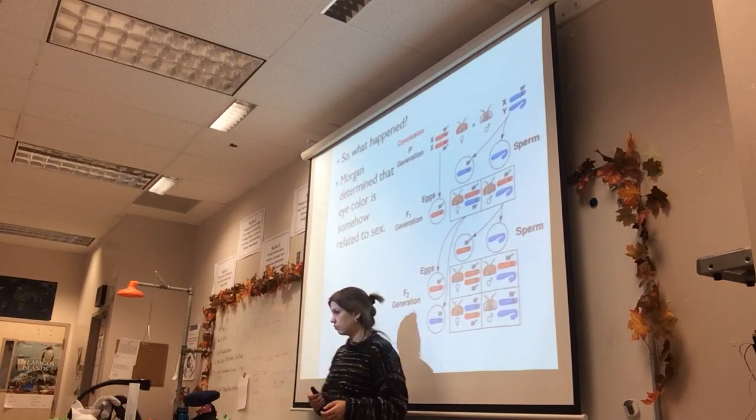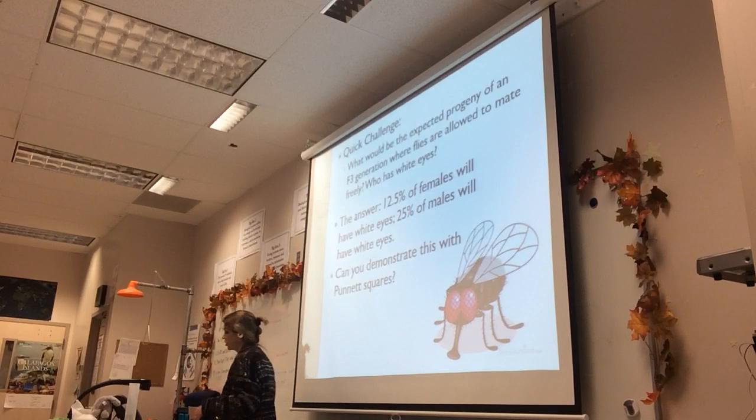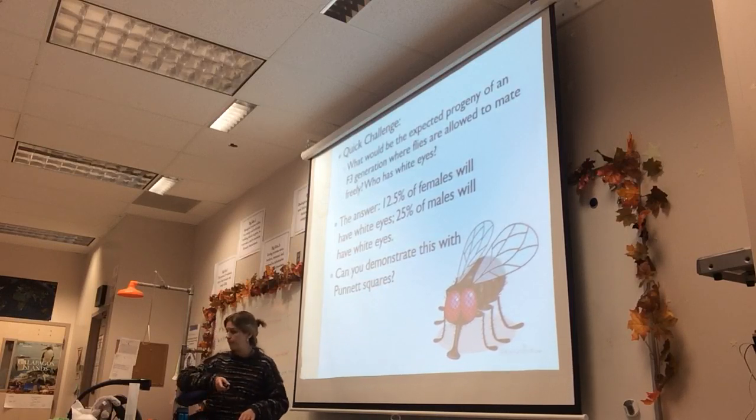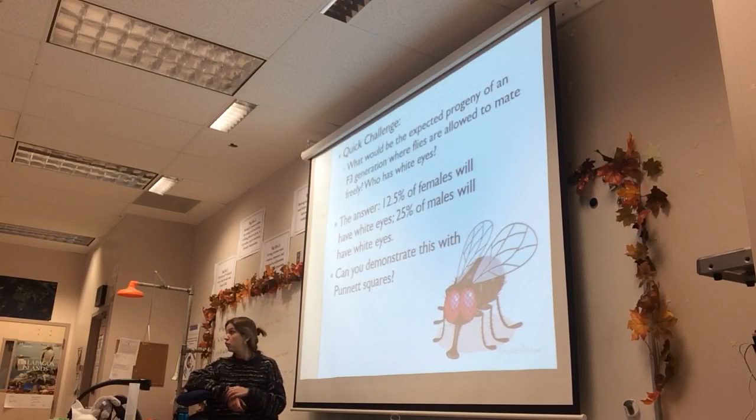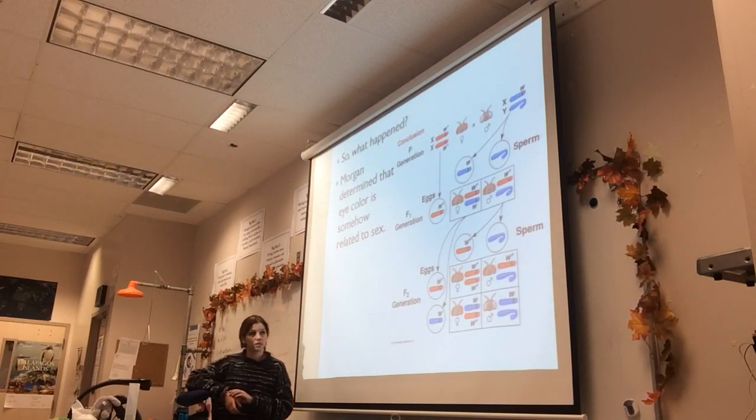So then, here's a quick challenge. I just want you to put a star next to this, so that you can come back to it later and prove that these numbers make sense. What would we expect the progeny of an F3 generation to be, where the flies were allowed to mate freely, where the boys and the girls could all mate? Who has white eyes? And the answer to this I have here. In an F3 generation, a quarter of the males will have white eyes, and an eighth, or 12.5%, of the females will have white eyes. And I want you to try to be able to show this with Punnett squares.